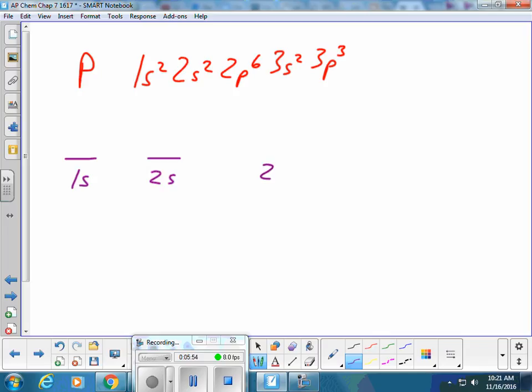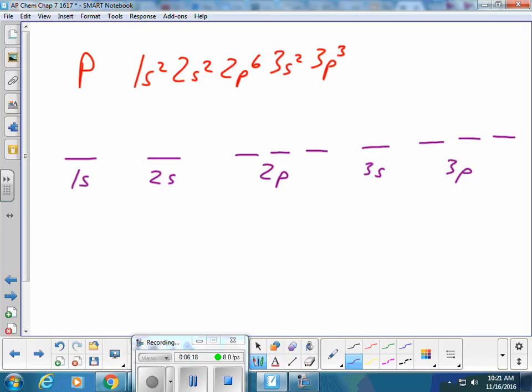For the 3s subshell, we have 1 orbital. And for the 3p subshell, we have 3 orbitals. So what we're going to do is fill the orbitals now with electrons. And the way we do that is we use arrows. And the arrows either will point upward or downward.